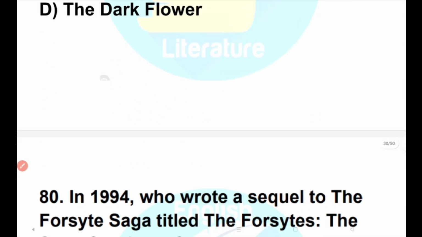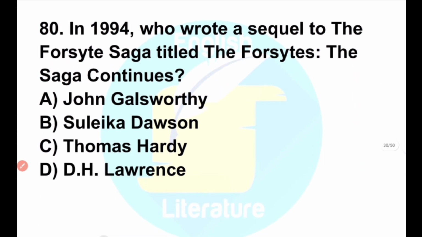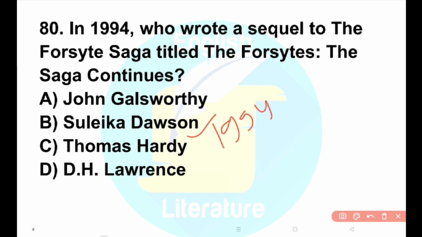Next, in 1994, who wrote a sequel to the Forsyte Saga titled The Saga Continues? Option B, Stephen Dawson. A sequel in 1994, extending Galsworthy's Forsyte narrative.